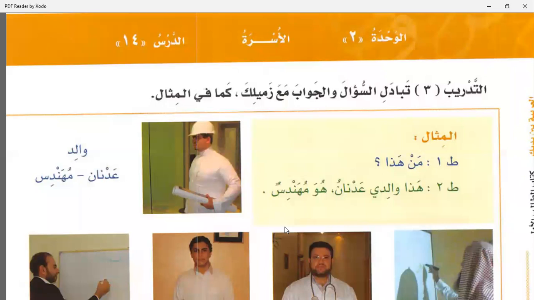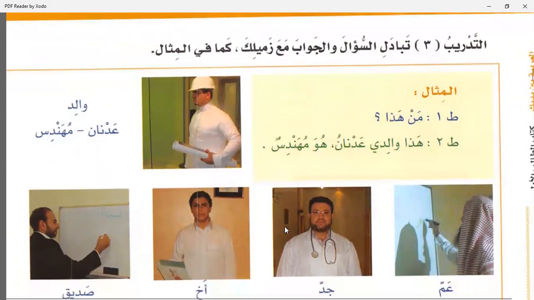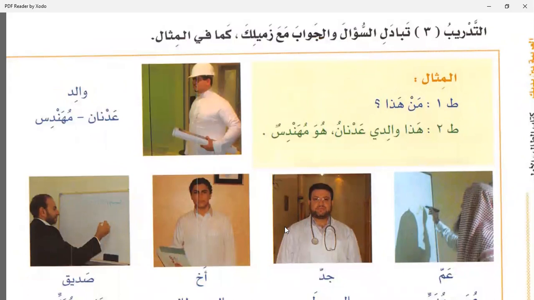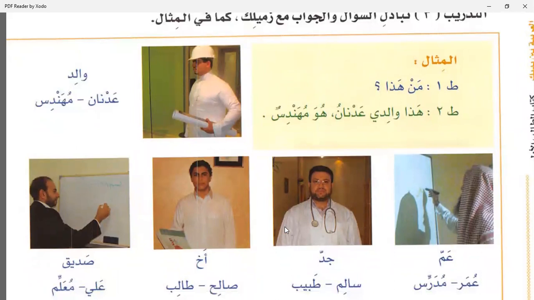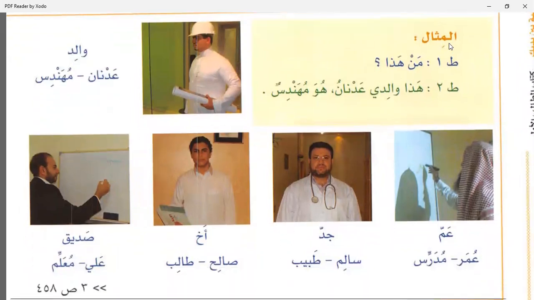Next we have exercise three: exchange the question and answer with your colleague like the one in the example. First student: man hada, who is this? Second student: hada walidi Adnan huwa muhandis, this is my father Adnan, he is an engineer. So ya means my, so walidi is my father, you need to add ya to all these people to make them yours.